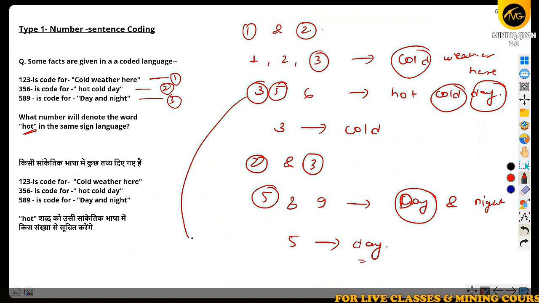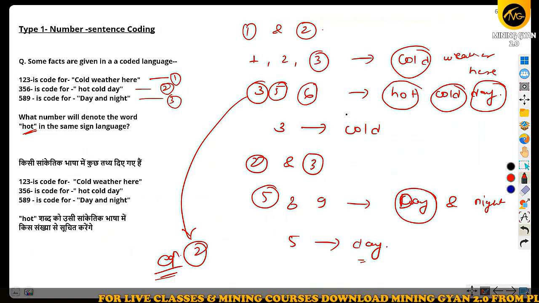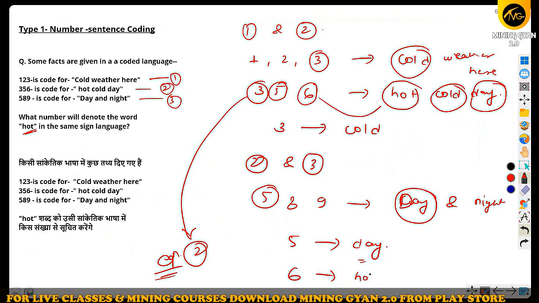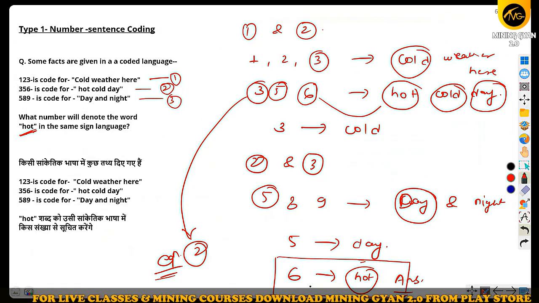Now by using equation number 2, you can work it out: 3 represents cold and 5 represents day. Then the only number we have left and the only word we have left are 6 and hot. So basically 6 represents the word hot, which is the answer. What number will denote the word hot in the same sign language? 6 is the answer.